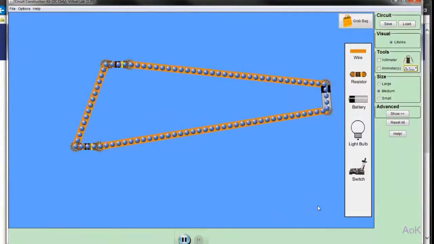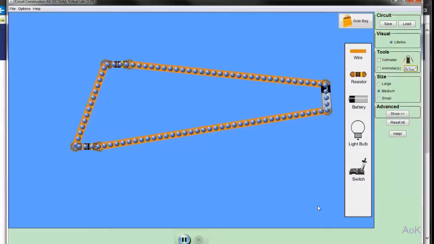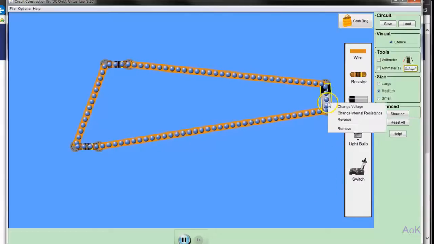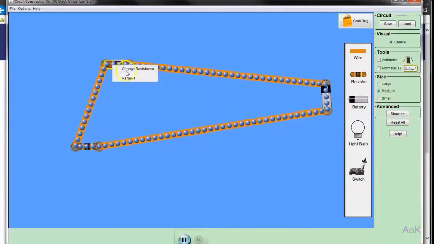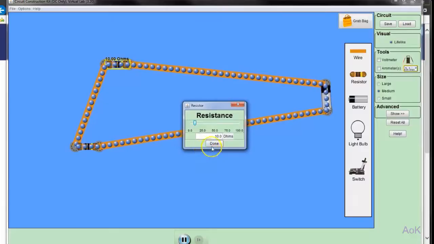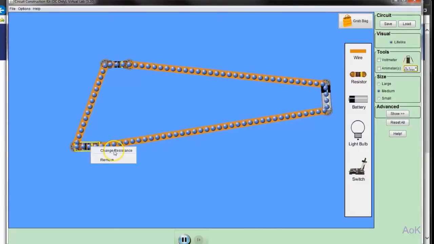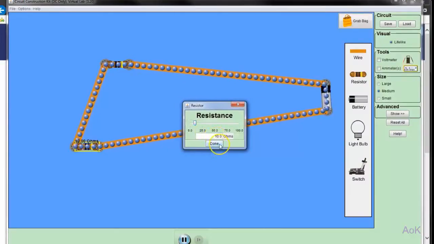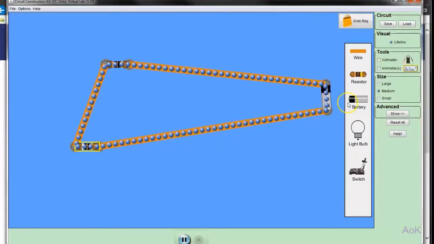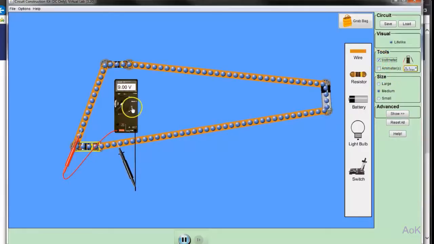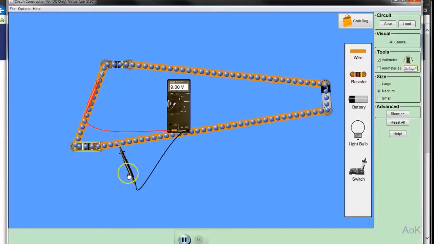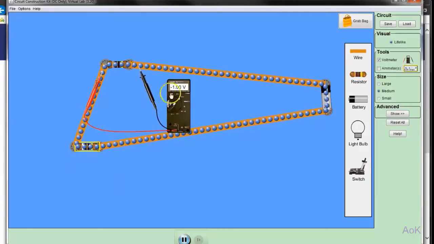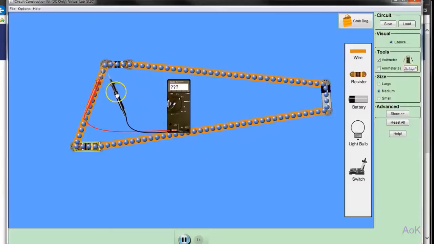Now we're back to having a regular circuit with two resistors in series. The value of our voltage is currently 10. The value of this resistor is 10 ohms. And let's change the value of this resistor to 90 ohms. Let's add a voltmeter to measure voltage drop across each resistor. If you get a negative value, you simply have the probes in the wrong direction.